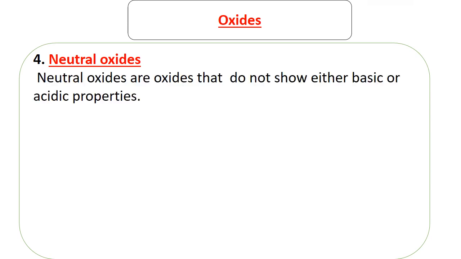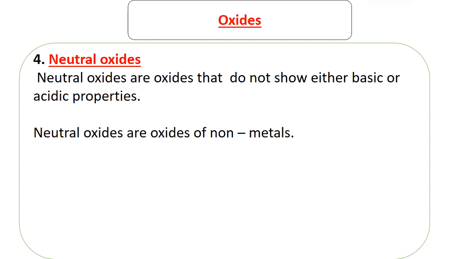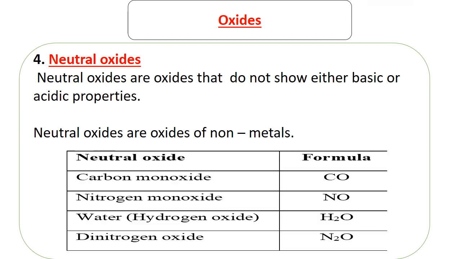Finally, we have neutral oxides. Neutral oxides are oxides that do not show either basic or acidic properties. They do not react with bases or acids. They do not behave like amphoteric oxides; they are the opposite of amphoteric. So I'm not going to study any characteristics of neutral oxides, because they do not participate in any neutralization kind of reaction. Neutral oxides are oxides of nonmetals. What else is an oxide of a nonmetal? Acidic oxides. So there are some nonmetals that form neutral oxides.